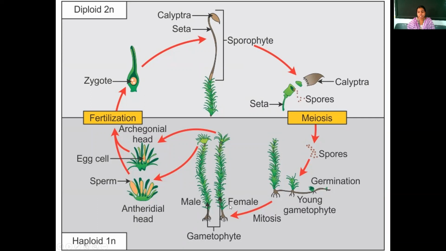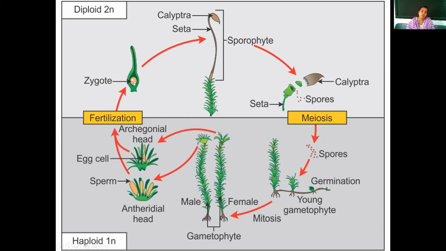So male and female gametophytes are there. The male gametophyte produces the antheridial head, and the female gametophyte similarly has the archegonial head. The antheridial head produces antheridium, which releases the sperm cell. And the archegonial head, which has the archegonium, has the egg cell. Then it goes through the process of fertilization. After that, zygote formation takes place in the female gametophyte.